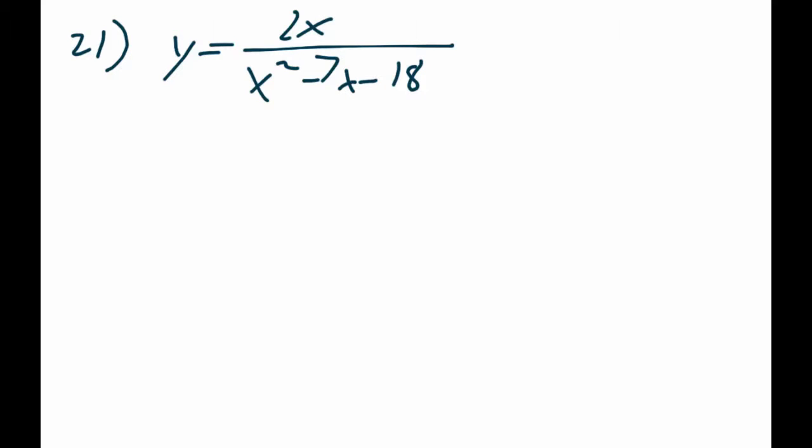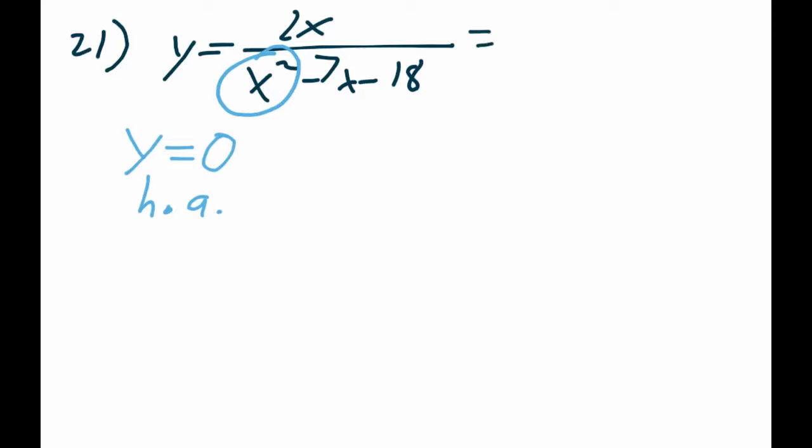Alright, so we're supposed to find the asymptotes for this. The first thing to do is to find the horizontal asymptotes. Because the highest exponent is on the bottom, my horizontal asymptote is simply y equals 0.